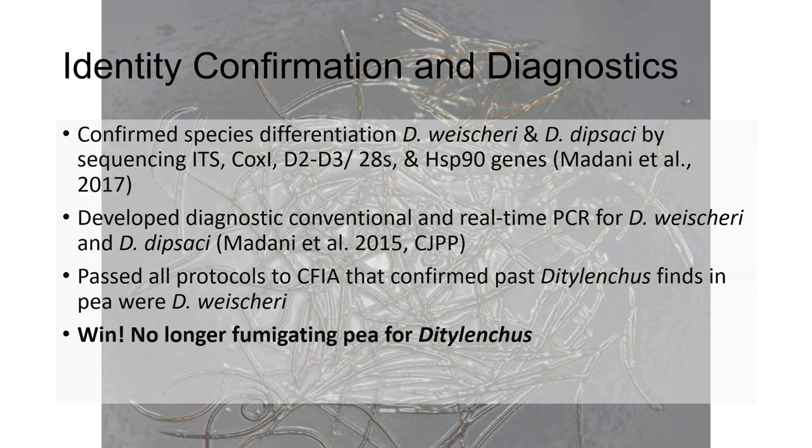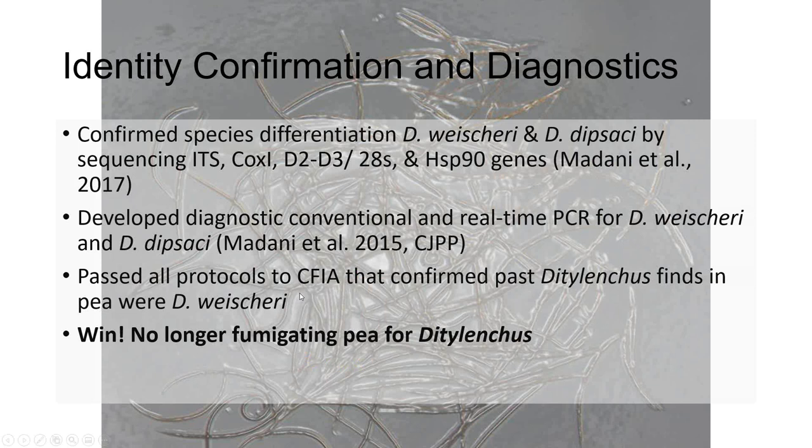We did a whole bunch of work. Actually my people did the work, the students and postdocs, of course. But we confirmed that the nematode was actually a new kind of nematode. It was recently named Ditylenchus wisheri. It was not the quarantinable nematode based on its genetics. So that was very interesting. And with the support of the Pulse Growers, we developed a whole bunch of diagnostic procedures looking at the DNA of the nematode to be able to identify it quickly.